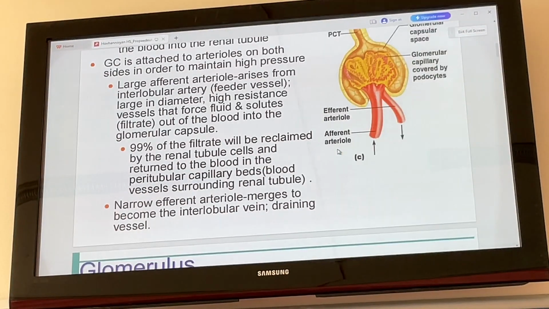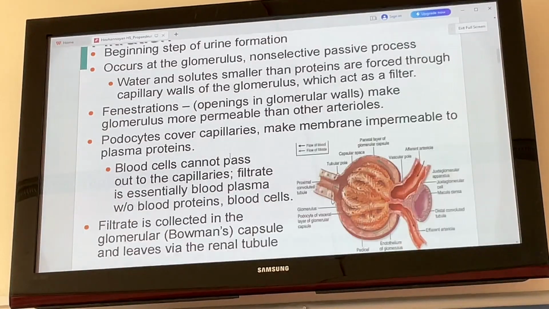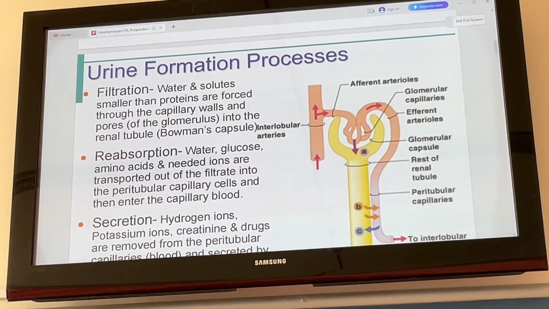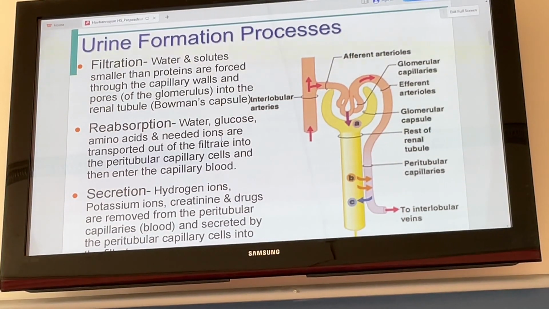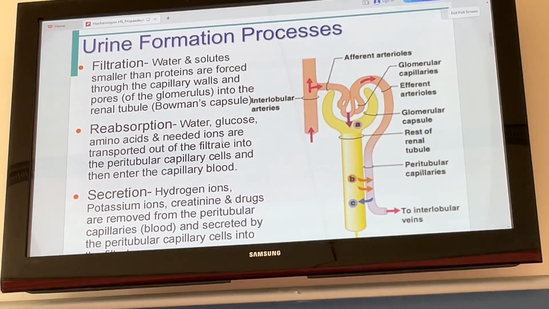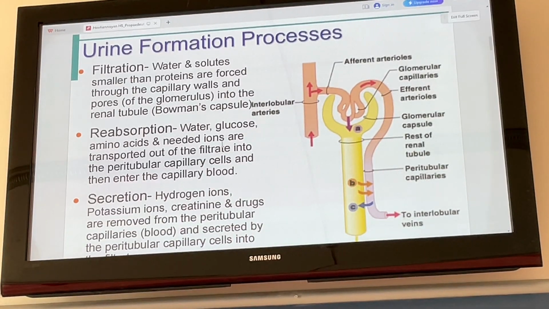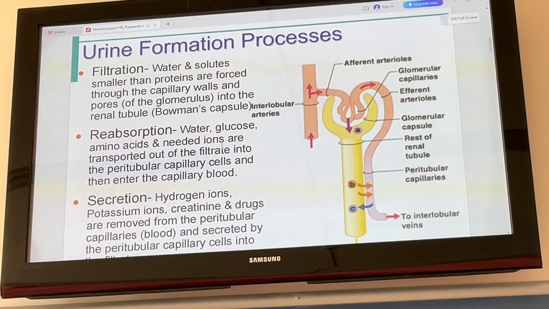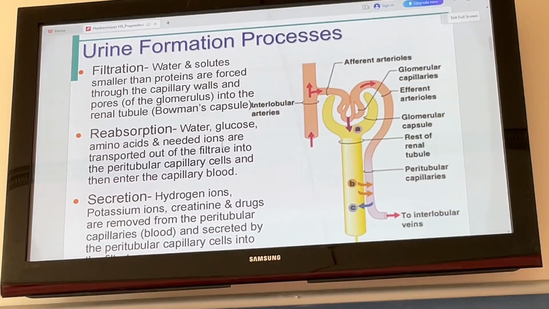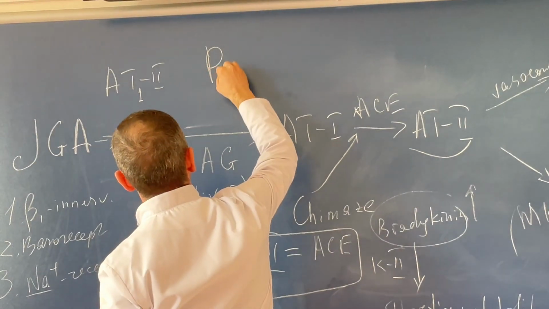What is the meaning? The meaning is this: we have three processes from the primary urine to the secondary, final urine: filtration, reabsorption, and secretion. For the filtration, we have something called net effective filtration pressure. Let's speak about filtration pressure. Filtration pressure is defined by this equation.